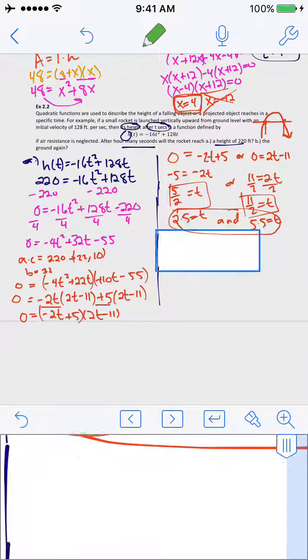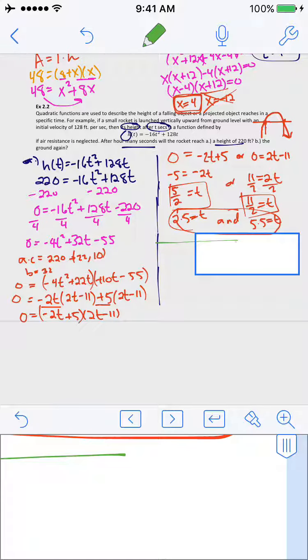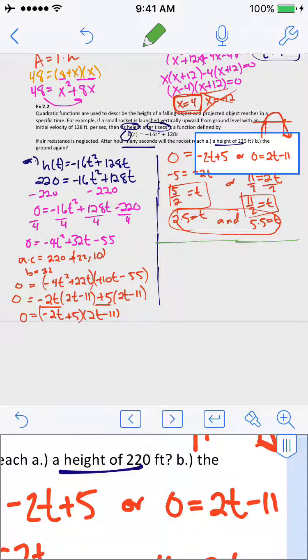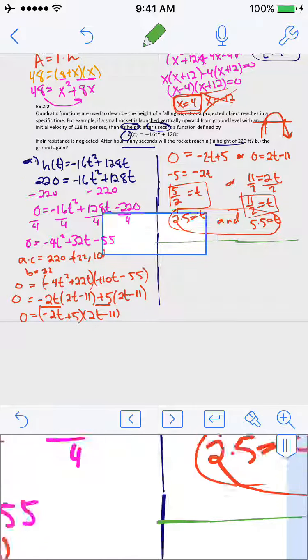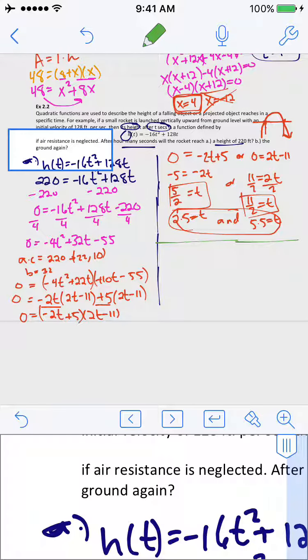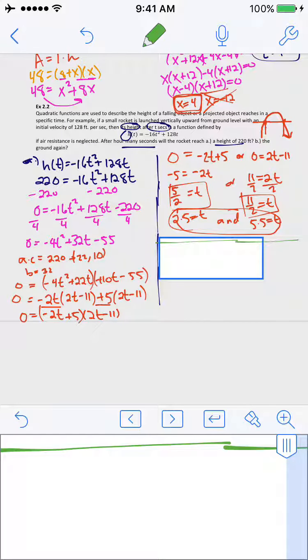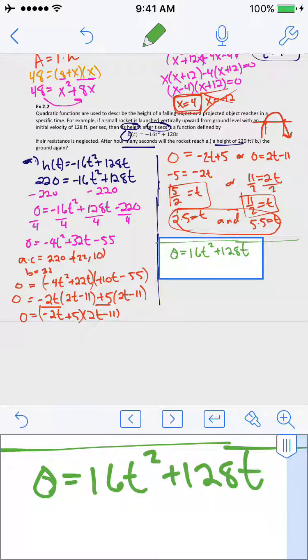All right. Last thing, let's solve that other one. That second question says, how many seconds will the rocket take to reach the ground again? Okay, so this one's a little trickier because they don't just tell us the height. When we reach the ground again, that's going to be a 0 height. Let's go ahead and solve this one. Oh, good, it's already equal to 0.